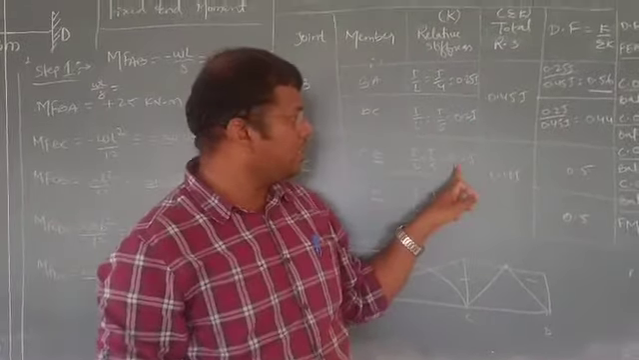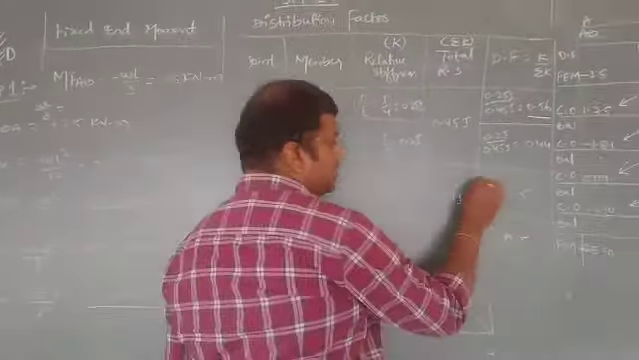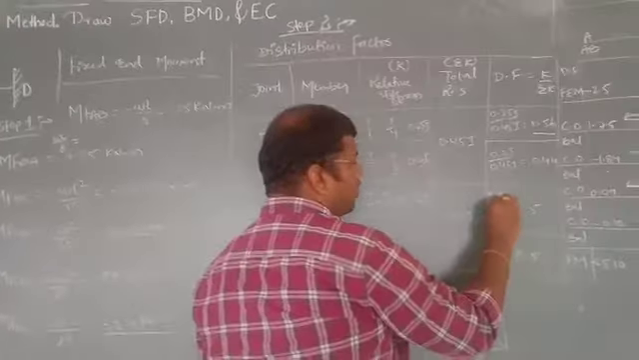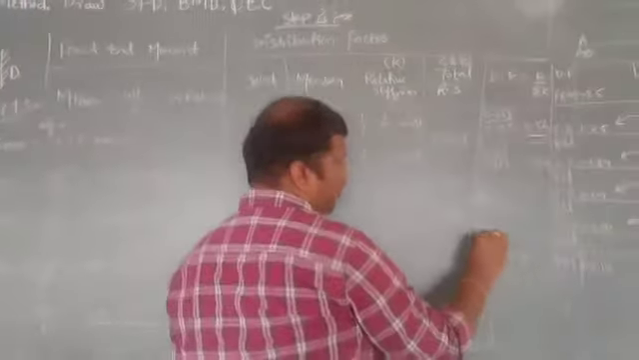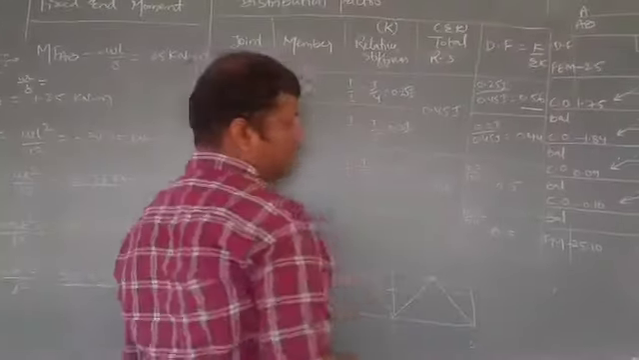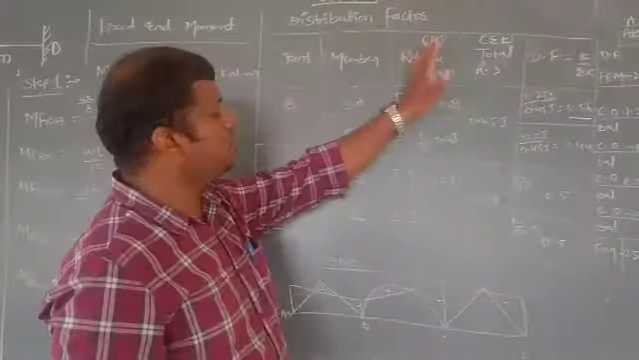Now look at here, I have written directly: 0.2 divided by 0.4, which is 0.5. Similarly, 0.2 divided by 0.4 is 0.5. This is how we calculate the distribution factor.